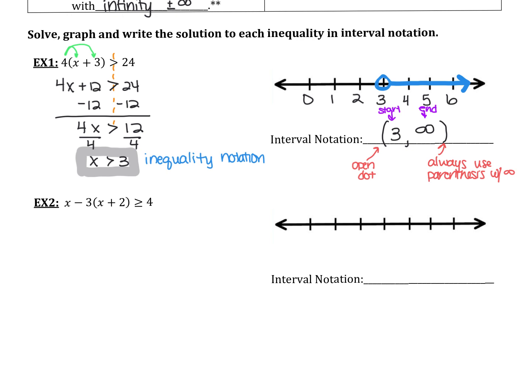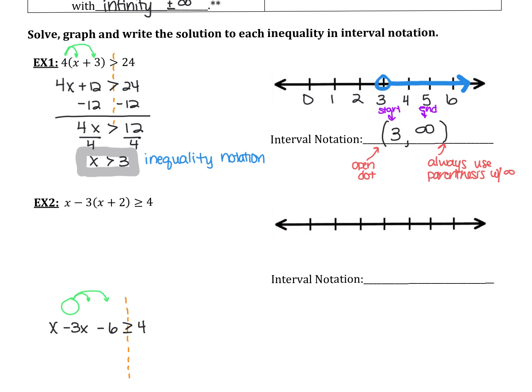All right, example 2. This looks a little bit messier of an inequality. I see that my left-hand side has a bit more work that needs to be done before I can actually solve this. What I also notice is that on this left-hand side, I've got a number that needs distributed, but I need to distribute the -3 before I do any work. So let's go ahead and do that. We get x. -3 times x is -3x. -3 times +2 is -6 is greater than or equal to 4.